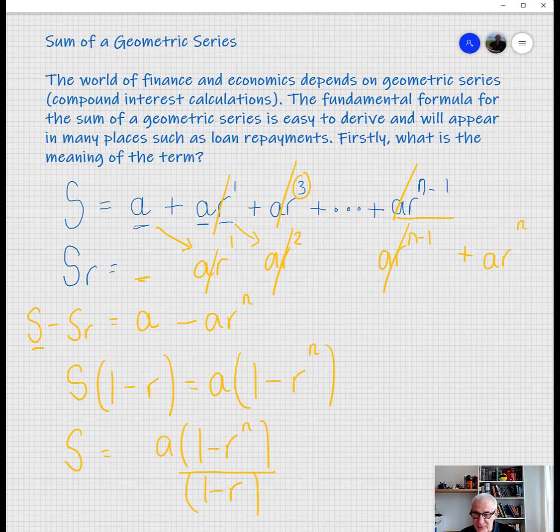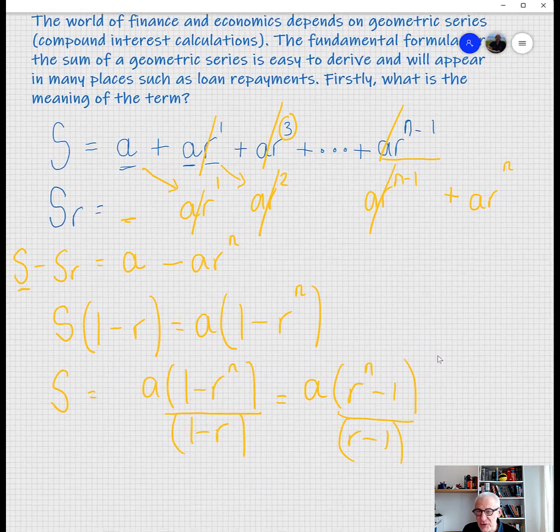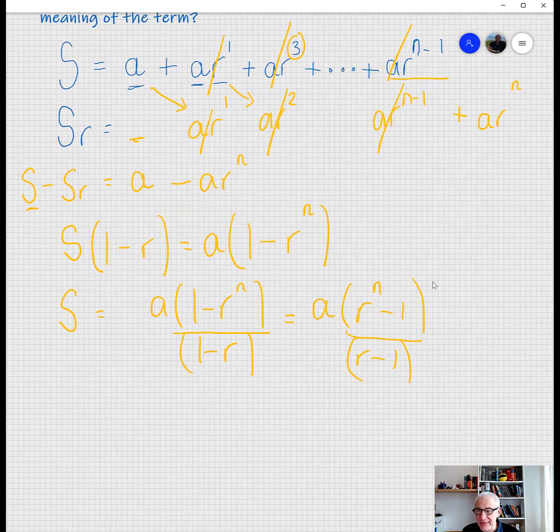And if we actually take this little division sum here, 1 minus R to the N over 1 minus R, and multiply the top and bottom by minus 1, we can actually rewrite this slightly into a more common form. And we have A into R to the N minus 1 over R minus 1. And that's it. That's our formula, which will give us the sum of our geometric series. And the N here is the number of terms that we're adding up.